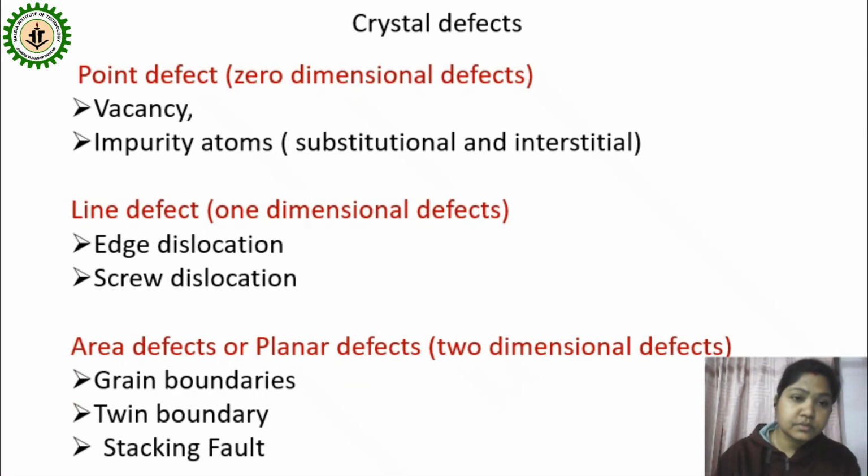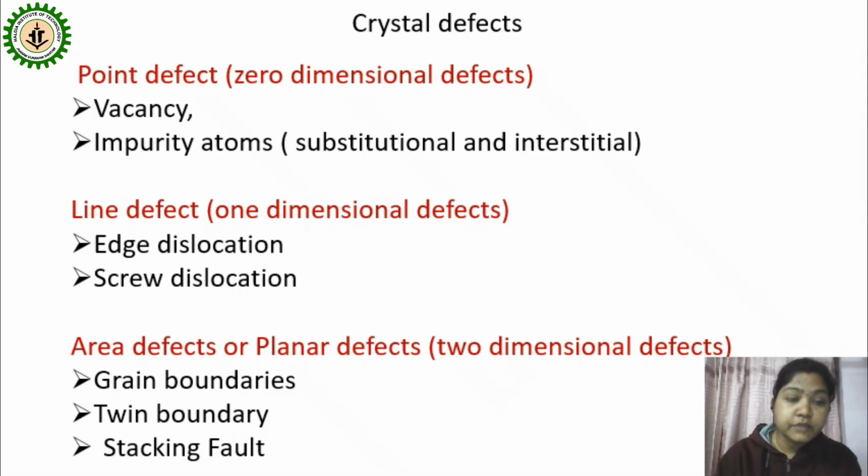So in the category of point defects, there are majorly two types of defects, for ionic crystals and non-ionic crystals. For non-ionic crystals, there are vacancies and impurity atoms, which can again be of two types, substitutional and interstitial. And for ionic crystals, there can again be two types. They are called Schottky defect and Frenkel defect.